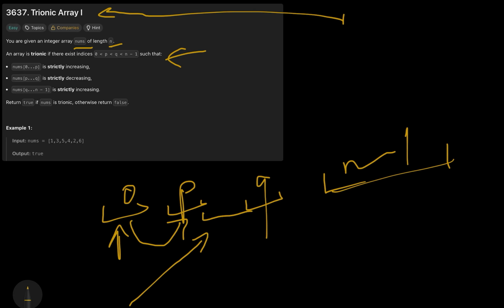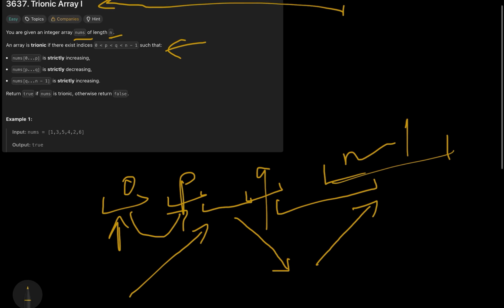increasing array. From P to Q, we have a strictly decreasing array, and then again from Q to n minus 1, we have a strictly increasing array. This is what a trionic array is.